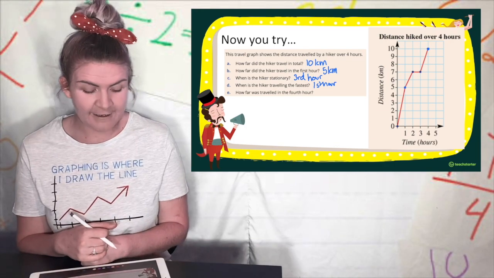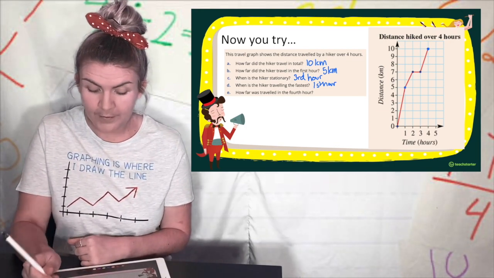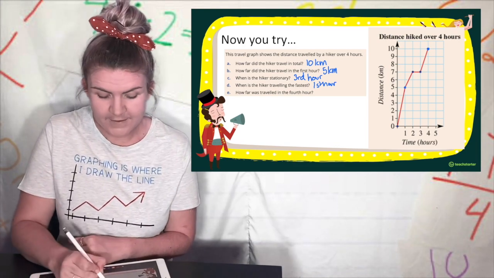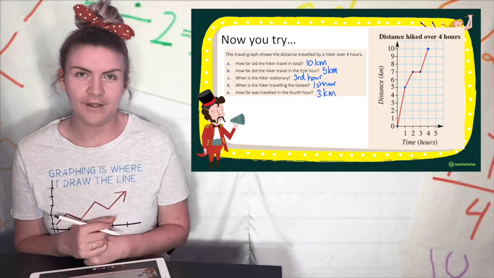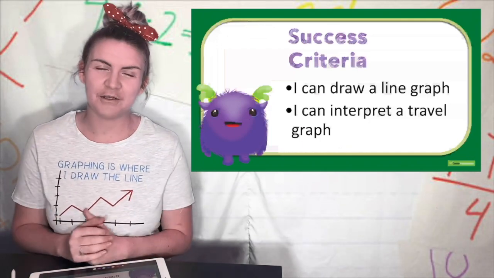And E, how far was traveled in the fourth hour? Between 3 and 4, we go from 7 to 10. So that is 3 kilometers in the fourth hour. I hope now you can see how to draw a line graph and interpret a travel graph.